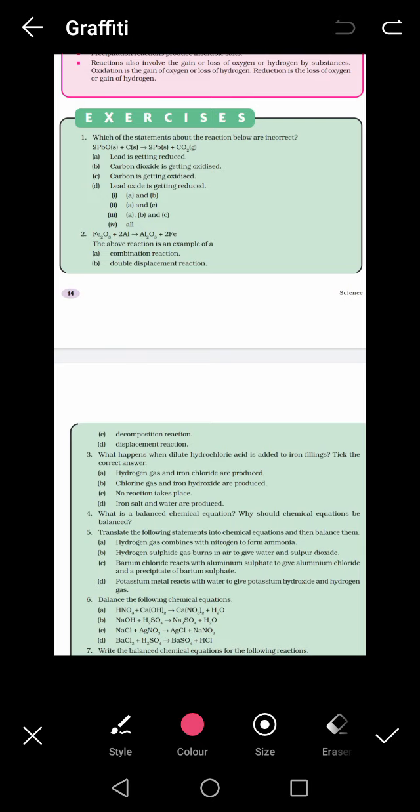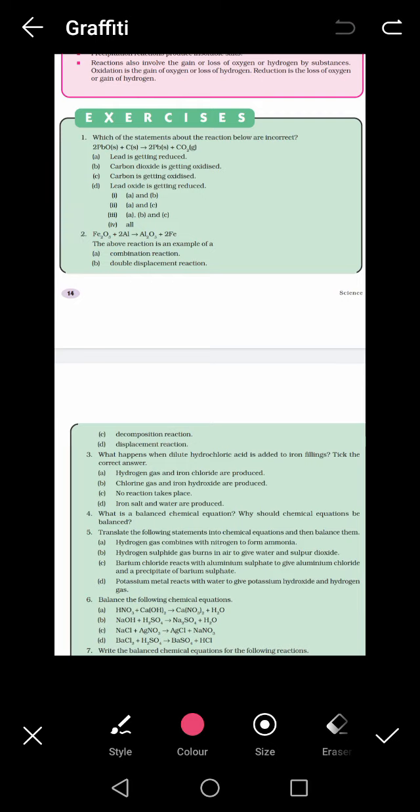So option number 1 is correct, meaning A and B are the correct answer. Why? Lead is getting reduced? No, lead oxide is getting reduced. Lead is not getting reduced. Carbon dioxide is getting oxidized? No sir, carbon is getting oxidized. That is why option number 1, meaning A and B, is correct. So go to the next question.